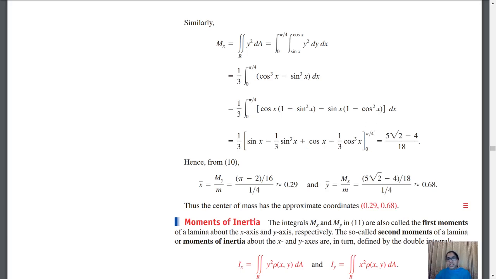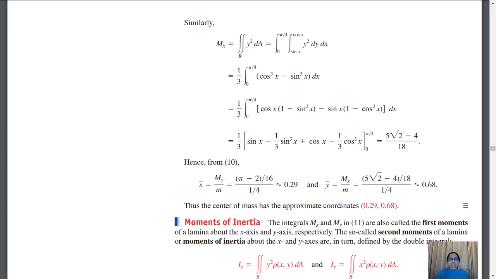So when you apply the substitution method, you can maintain the limits till the end, and if at the end you have to substitute the value of u again, then only we can apply the same limiting values. So solving this, what do we get? We get the value to be 5 into root 2 minus 4 divided by 18.